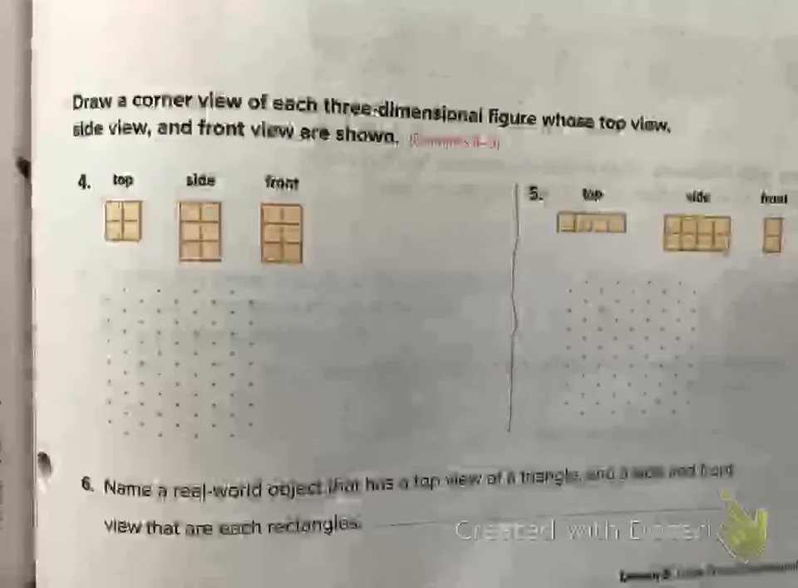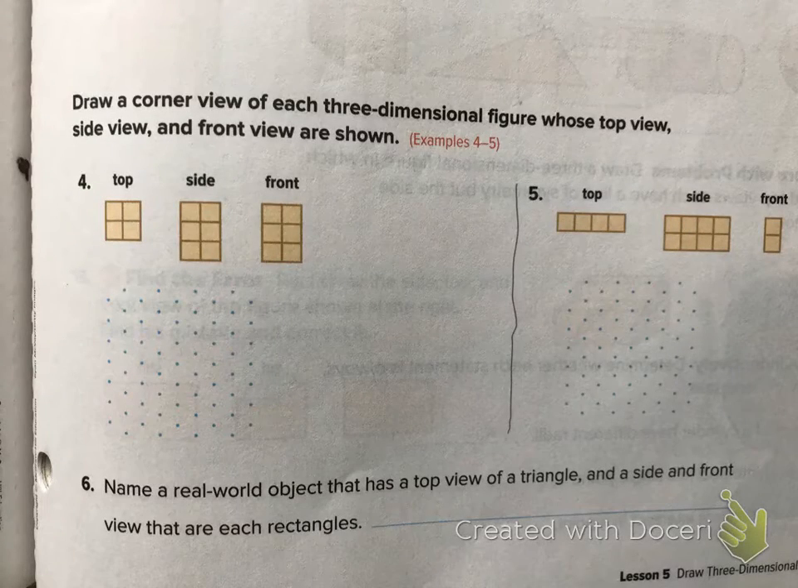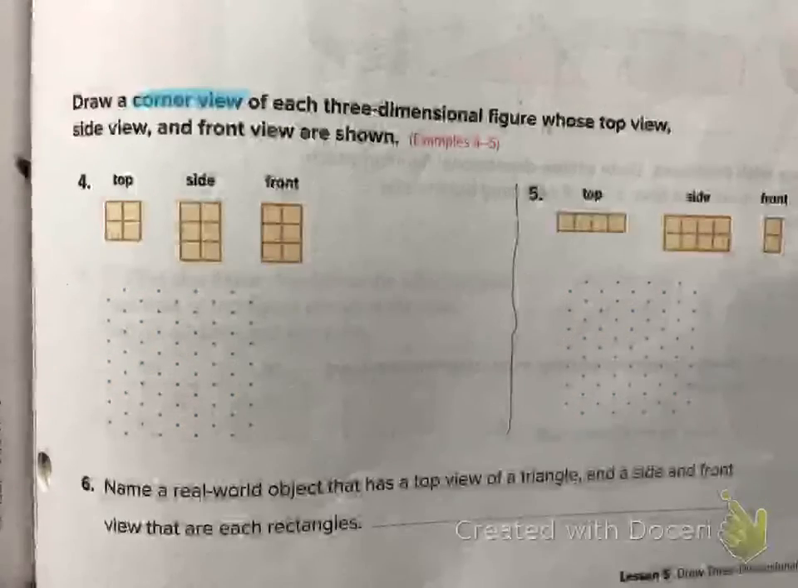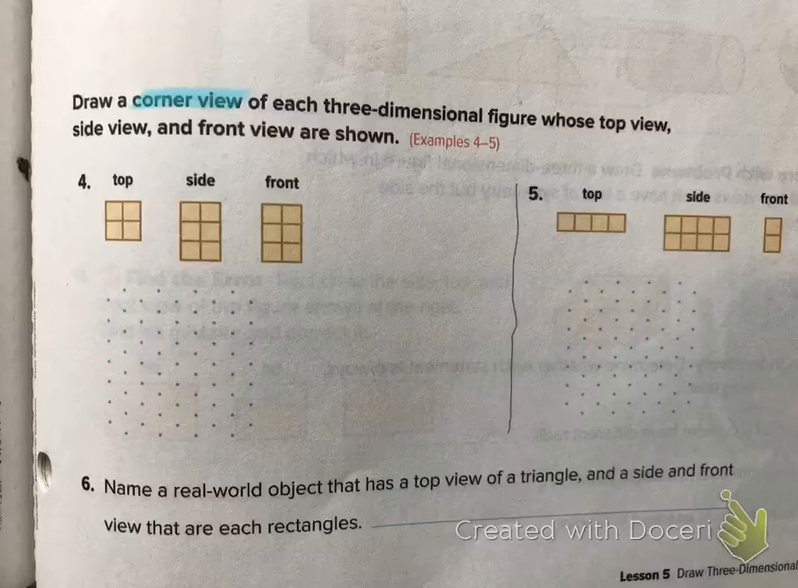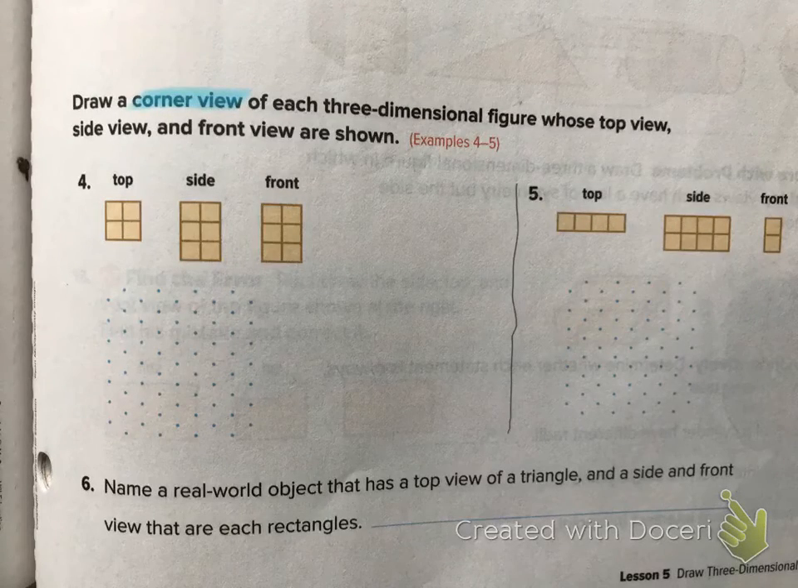Okay, so for number 4, we have to draw a corner view of each three-dimensional figure whose top view, side view, and front view are shown. So if you look here, they give us the different views of each shape. I find this always easier to begin by drawing the top view, so I'm going to go ahead and do that right now.